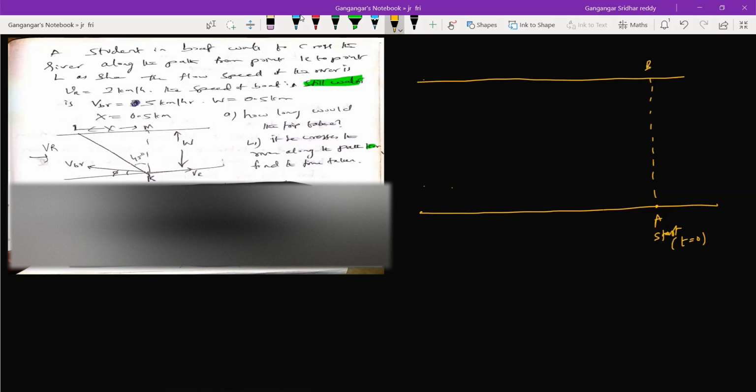This is point B. Where should he reach? He must reach here. He must reach at this particular point. So this is the, I think the symbols, I'll change them. So here K, this is M. He must reach at L.